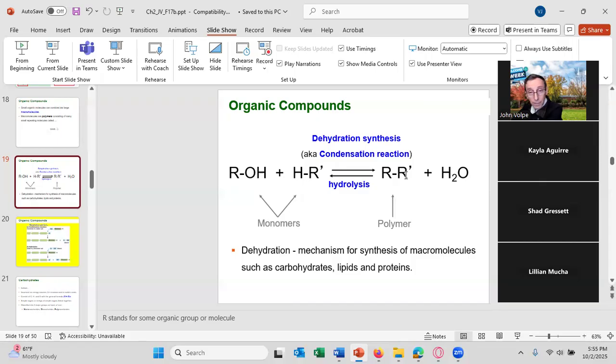Hydrolysis is the reverse, where you take a polymer or a dimer, you add water, the water splits, the H breaks off the water and forms onto this R, and then the OH group forms onto that R, and then that bond breaks, and then we have ROH and HR to make the monomers. And that is called hydrolysis. Any questions about any of that?